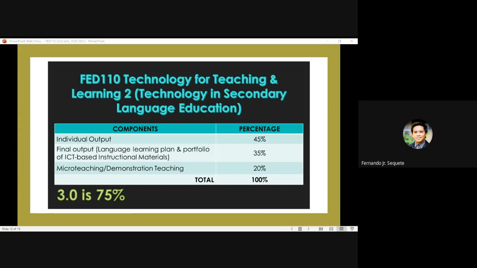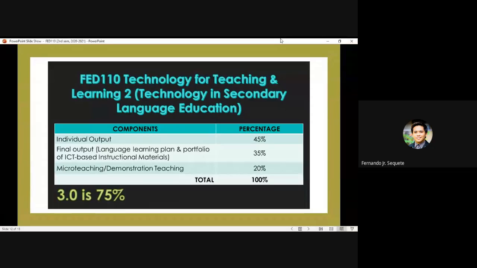Sir, paano po niyo siya gagradohan, sir? Kasi wala pong group output sa components. You will be graded individually. So para malagay siya sa individual output. Klaro? Klaro ba? Yes, sir. Malapit na tayo matapos, no? Ganito talaga ka-importante yung orientasyon.